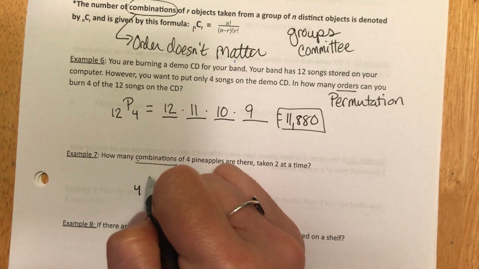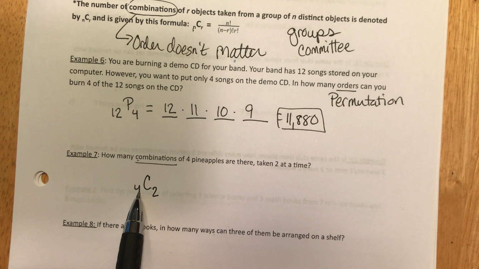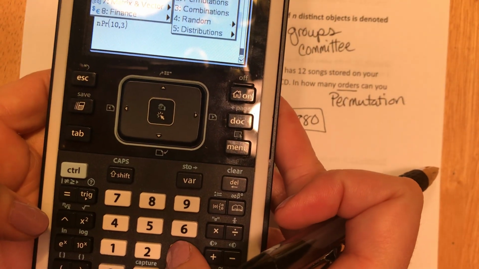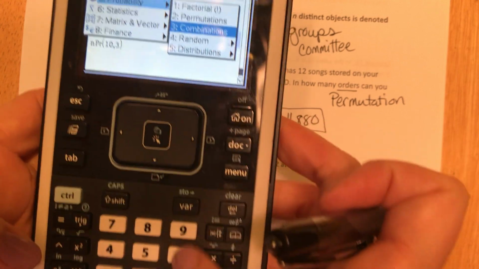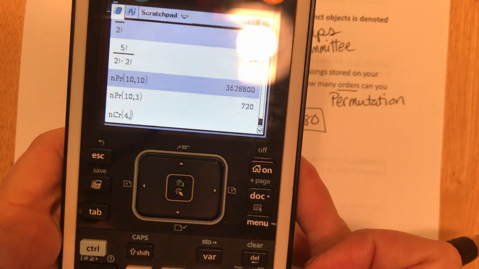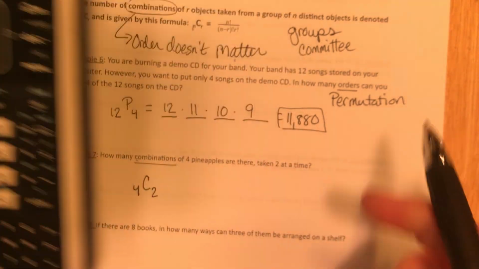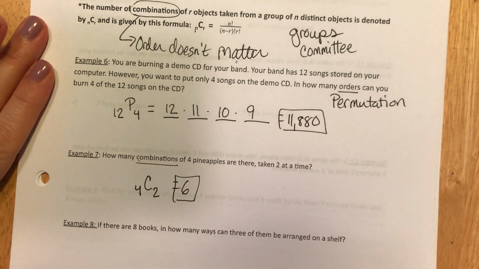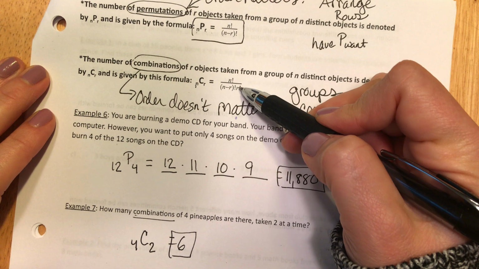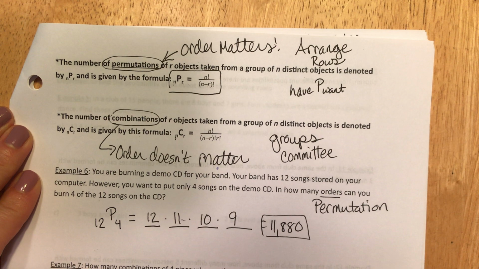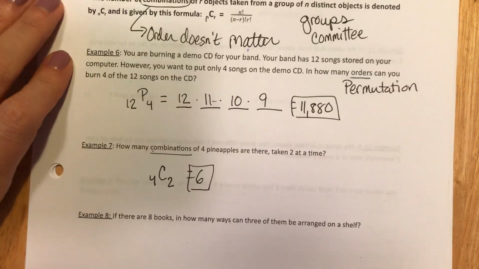You're going to have 4 combination 2. It's how many you have, combination how many you want. It's going to take care of the formula for you. This one you have to do in the calculator. So you're going to go menu, probability, number 3, combinations. All right. And you're going to do 4, 2, press enter. And it gives you an answer of 6. Okay. It takes care of this extra r factorial in the bottom here, which is why you can't use these for combinations. These ideas are only able to be used for permutations.